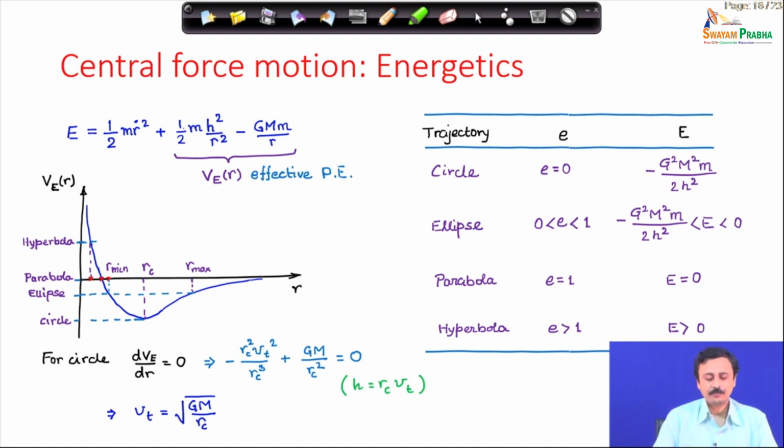Same thing for the hyperbola, the hyperbolic trajectory: the energy is positive and it is unbounded. There is one r min, but no other bound. So, these are unbounded trajectories for total mechanical energy greater than or equal to 0, and when it is less than 0, we have elliptic or circular paths. This picture will give you a very good idea of how the energy behaves on various orbits or trajectories, or the range of the energy for various trajectories.